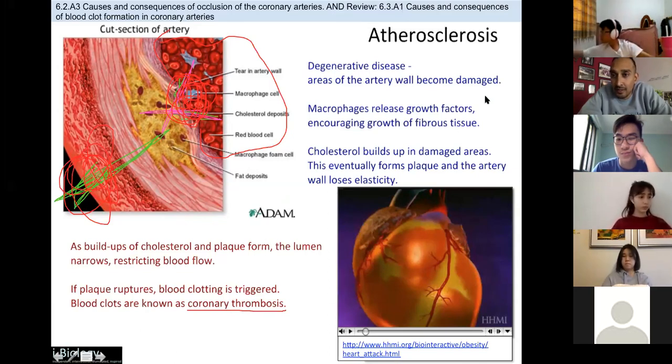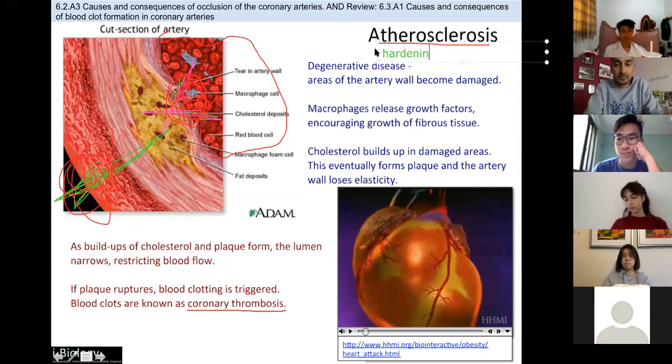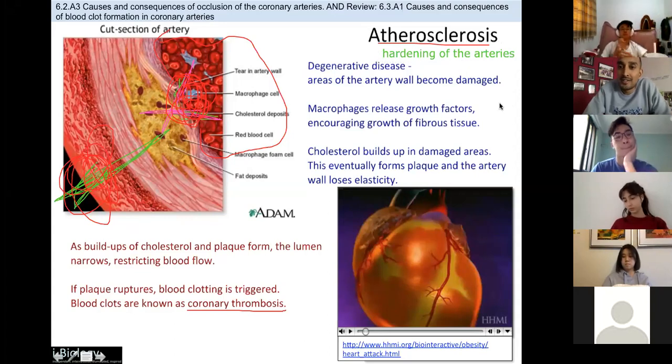Another different problem is called atherosclerosis, and I kind of touched on this last day. This is the hardening of the arteries. Okay, hardening of the arteries. Why does this happen? Macrophages. Macrophages are just phagocytes, okay? And they are also going to be part of this process if parts of the artery wall get damaged. What they do is they try to help rebuild the part that got broken apart.